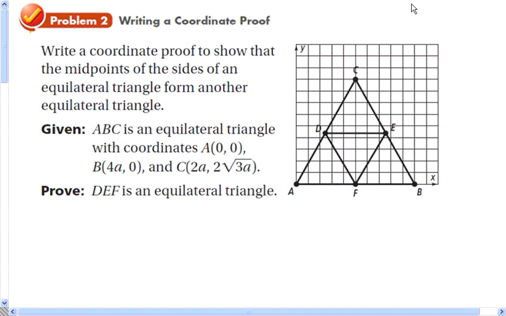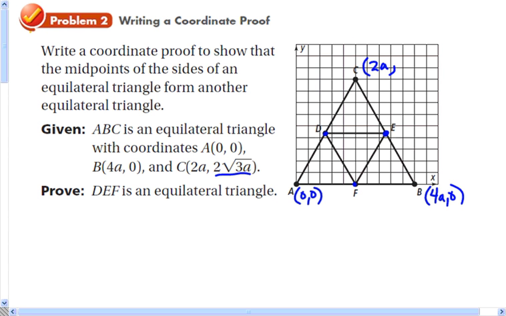So we're going to write a coordinate proof here to show that the midpoints of the sides of an equilateral triangle form another equilateral triangle. To do that, we need to find, again, coordinates of the midpoint. They're shown on the graph here. It says ABC is an equilateral triangle with coordinates A at 0, 0. So put that in there. B is 4a, 0. And it says C is 2a, and then it says it's equal to 2 times the square root of 3a.